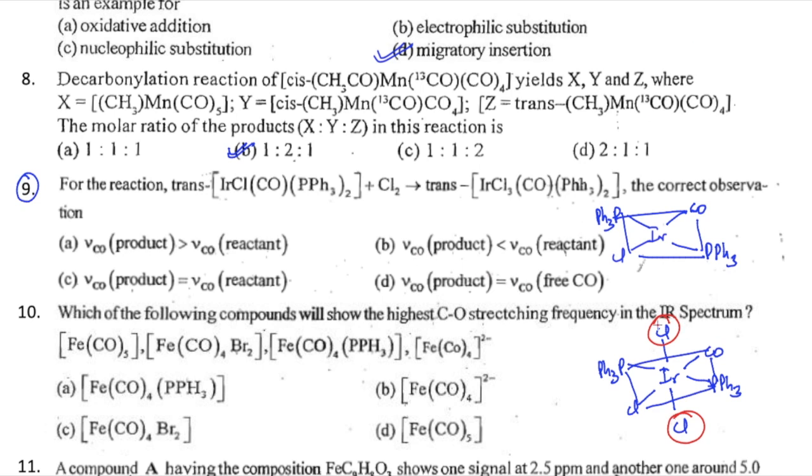So what is going to happen to the frequency of your carbonyl compound? If you add sigma donor ligands to the metal center, obviously the synergistic effect is going to decrease, that is, the metal to ligand back bonding is going to decrease, right? And if the metal to ligand back bonding decreases, in that particular case your carbonyl frequency is going to increase. So the correct answer is going to be option A, where the carbonyl frequency of the product increases compared to the reactant. All right, that's the only factor which will work over here.